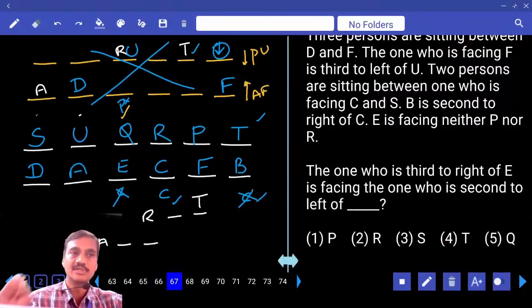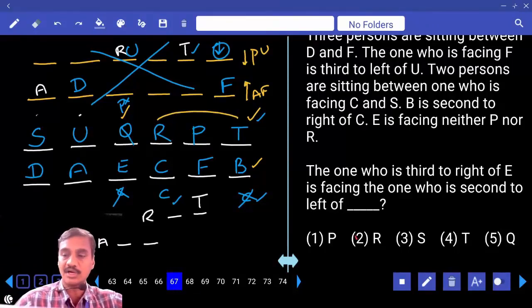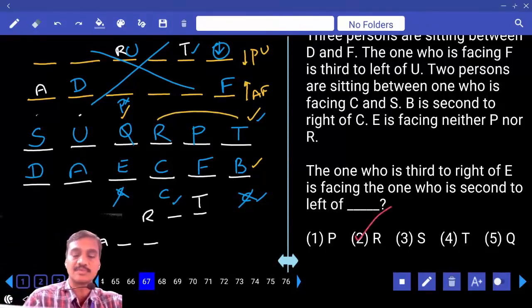Then 67. The one who is sitting third to the right of E. Who is third right of E? B. Now this B is facing the one who is seated second to the left of R. R, that is choice 3 to question number 67.